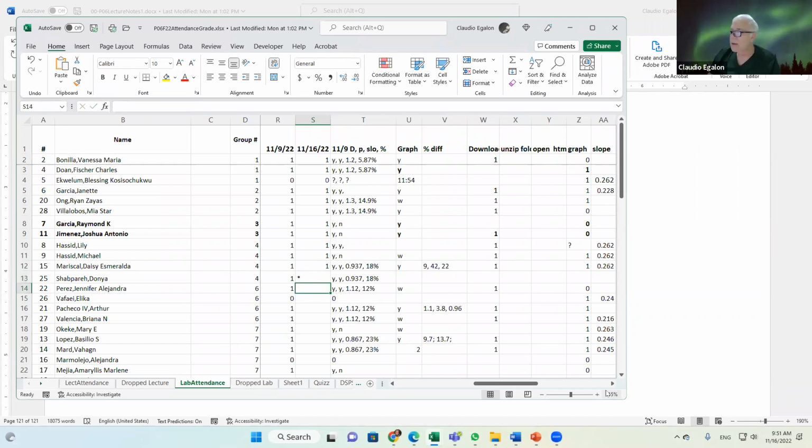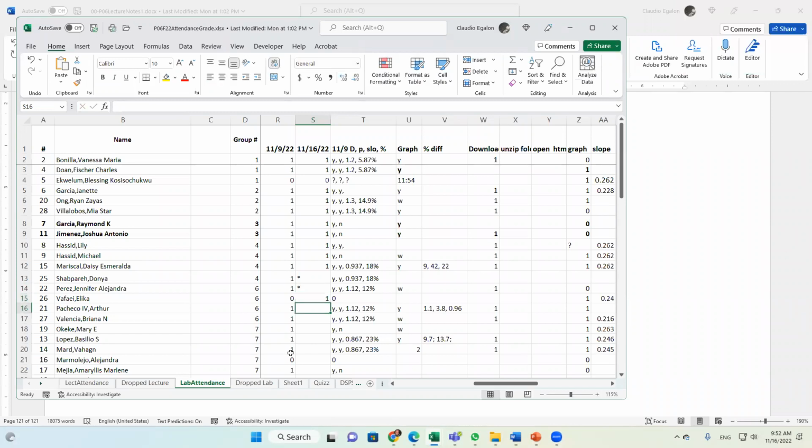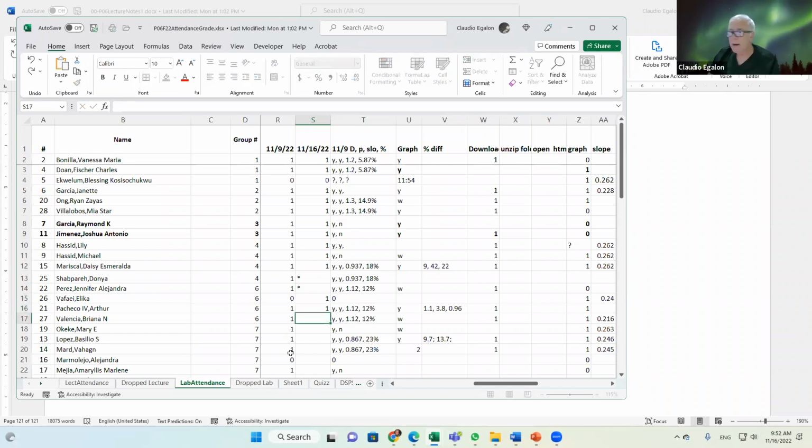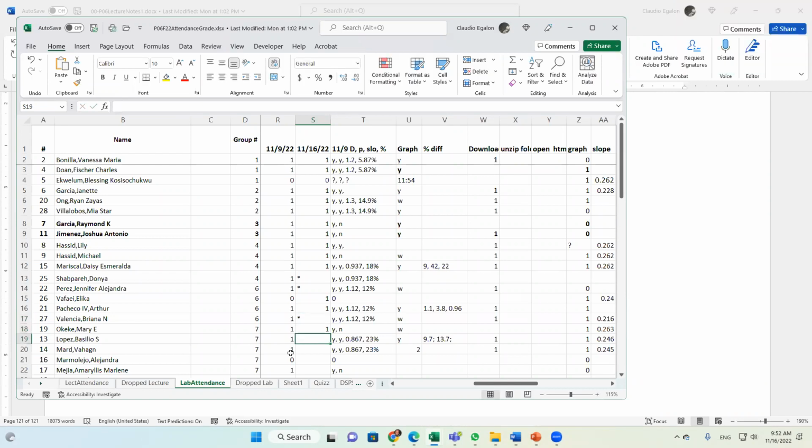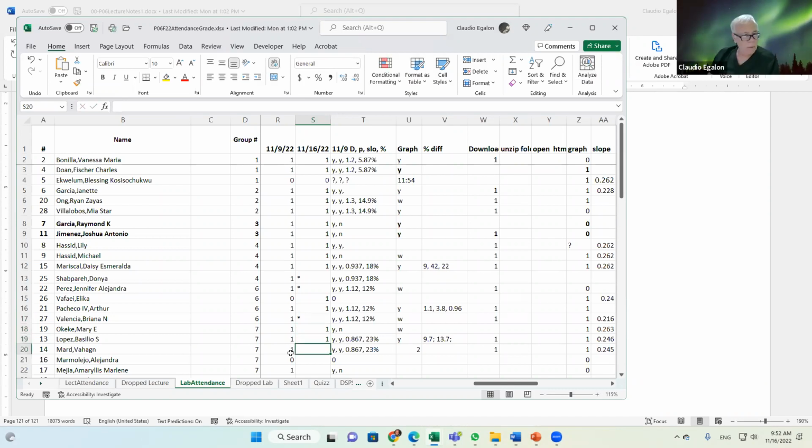Jennifer Perez. Is Jennifer there? Let's see. Jennifer, I see her name here in my list. I'm gonna put a star as well. Elika Vape. Here, Professor. Okay, good. Thank you. Artur Pacheco. Thank you. Brianna Valencia. Brianna, are you there? Doesn't look like Brianna is in front of her computer. Let's see, next. Mary Okiki. Yeah, Professor. Okay, Basilio Lopez. Good.